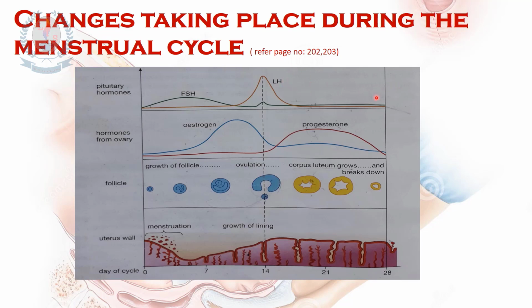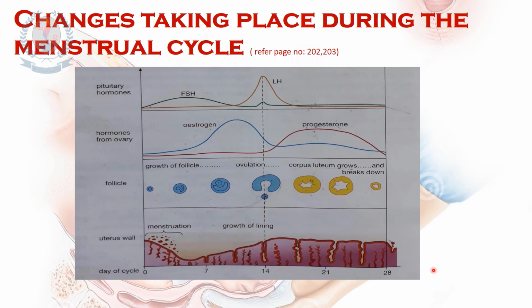Just imagine if the egg is not fertilized, then what happens? If the egg is not fertilized, this corpus luteum is going to break down, stopping the production of progesterone. Then there is no production of progesterone and the lining of the wall breaks down. That means the lining of the uterus breaks down and the broken part of the lining passes through the woman's vagina with the blood during menstruation. So this is the menstrual cycle, and this is the process which happens in the menstrual cycle.